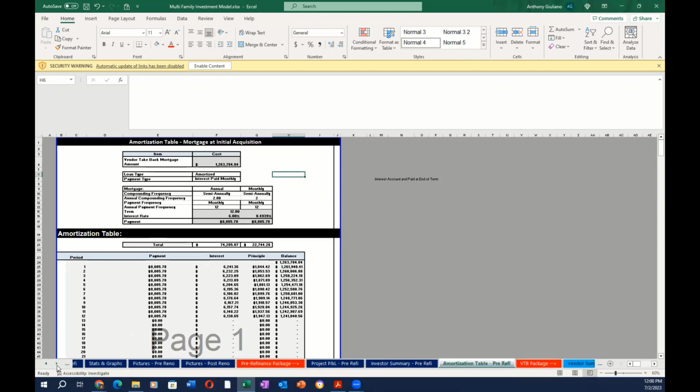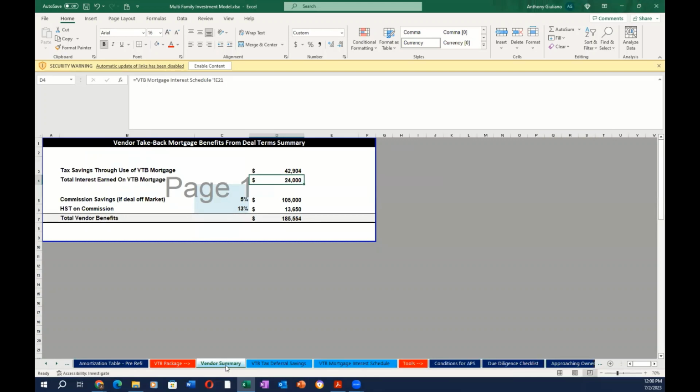I also have the VTB mortgage section over here as well. So this is also a package that you can provide to the owner of the property to show them the vendor take back mortgage and the benefits to giving you a vendor take back mortgage.